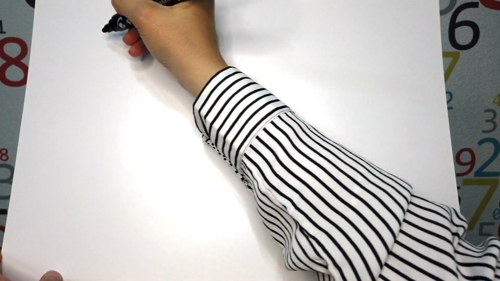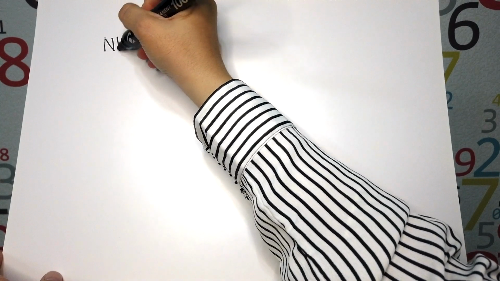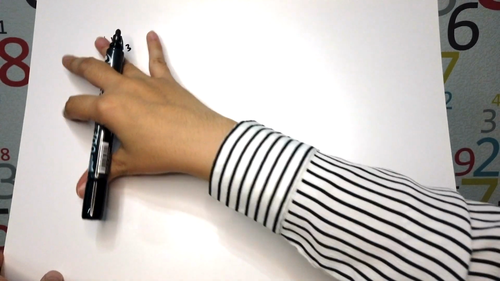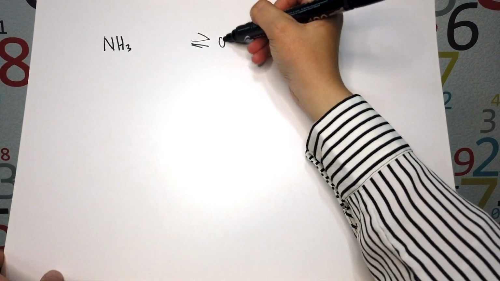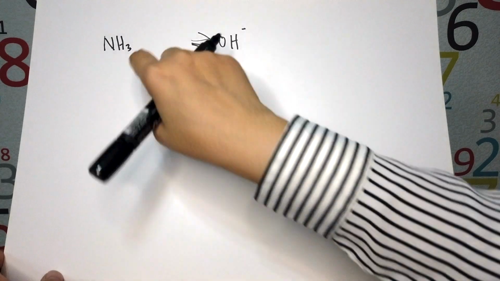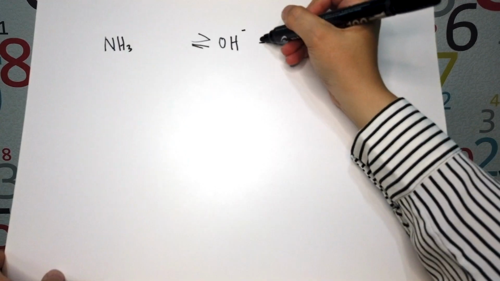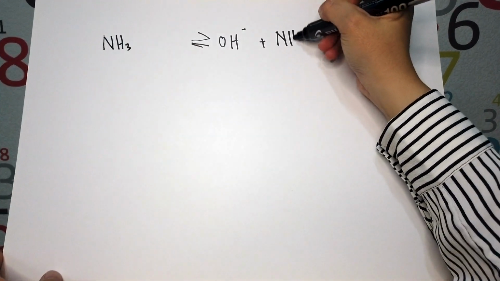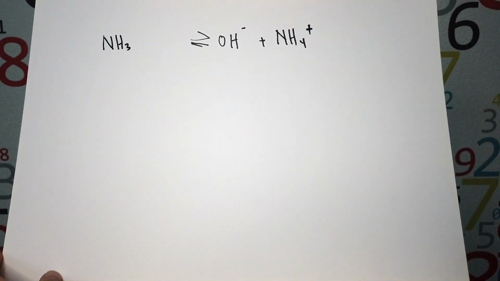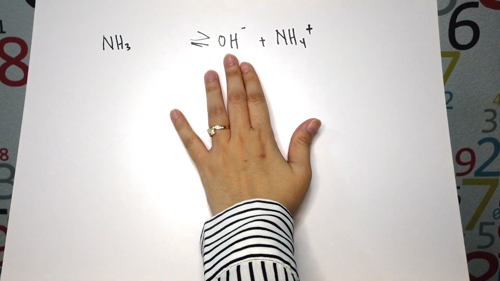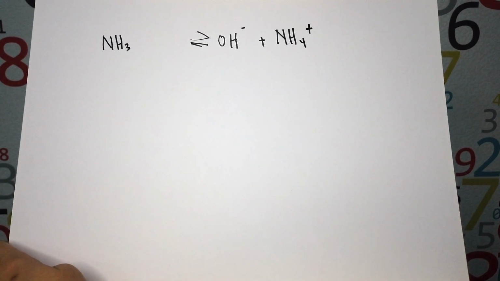Okay, moving on to an example of a base. So for example, you have NH3. You know that this is a base, so if it dissociates, definitely it will create the OH minus. So from NH3, definitely it will create NH4 plus, right? So how else can you get the OH if you don't add water to it?